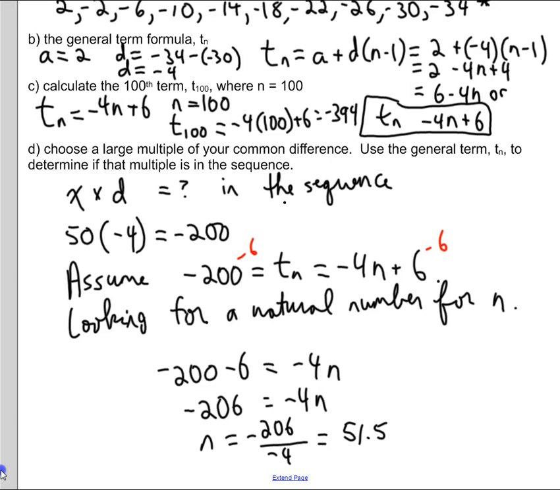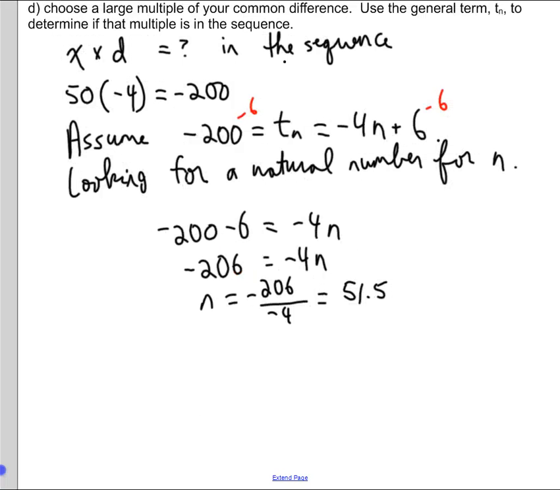Okay, so 51.5 is not a natural number, so that means that in that case, 50 multiples of negative 4 just doesn't fit into the sequence. So we have to be careful that we don't make that assumption. It kind of depends on what our starting value is. So negative 200 is not in the sequence.